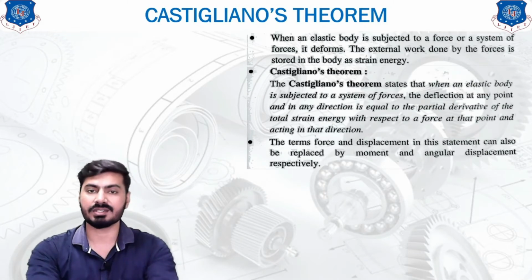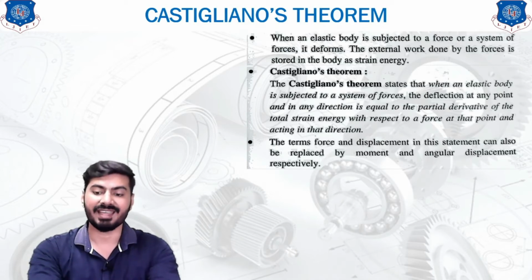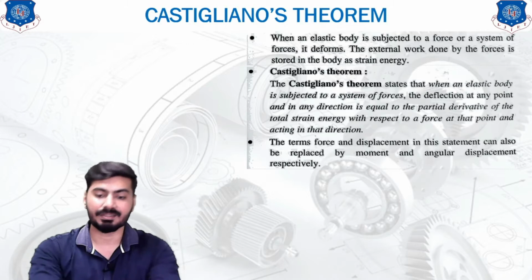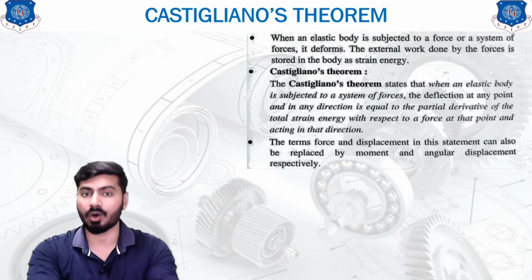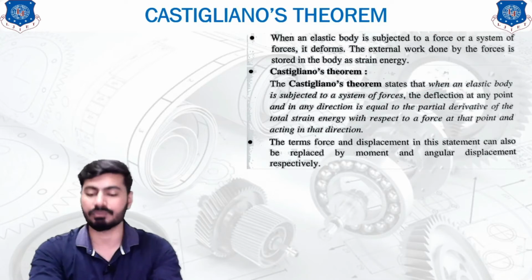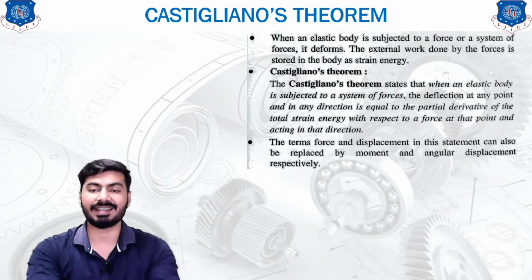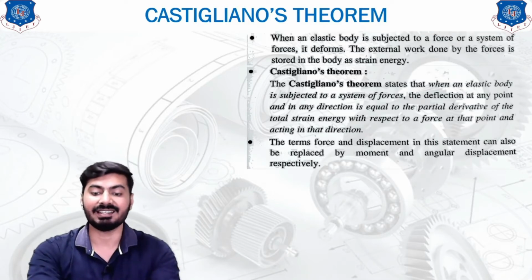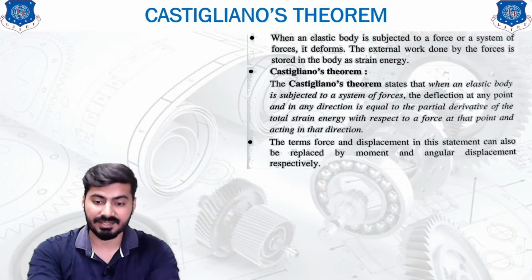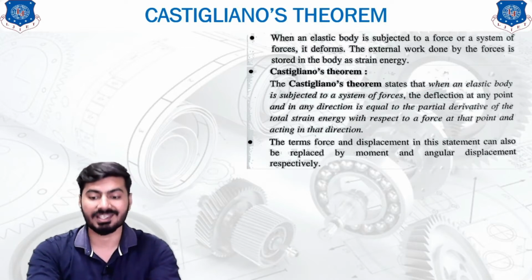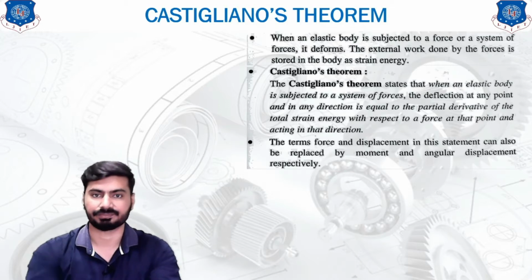As you can see on the screen, Castigliano's theorem states that when an elastic body is subjected to a system of forces, there may be one force or more than one force, the deflection at any point and in any direction is equal to the partial derivative of the total strain energy with respect to a force at that point and acting in that direction.